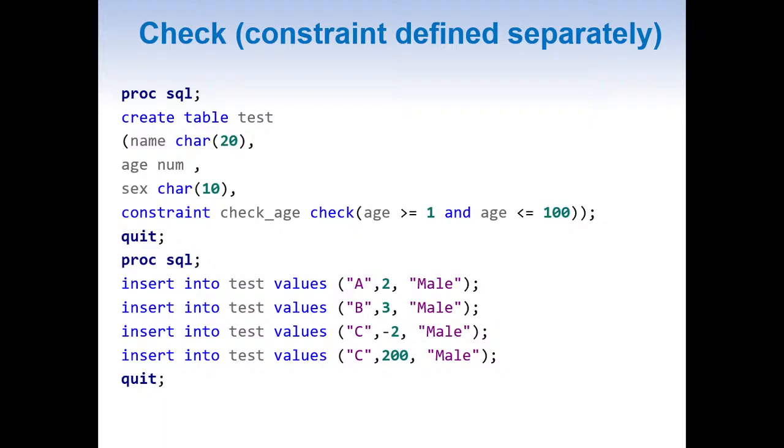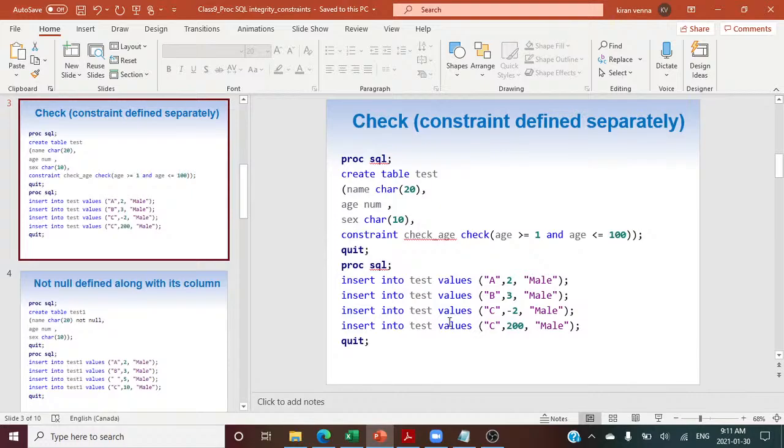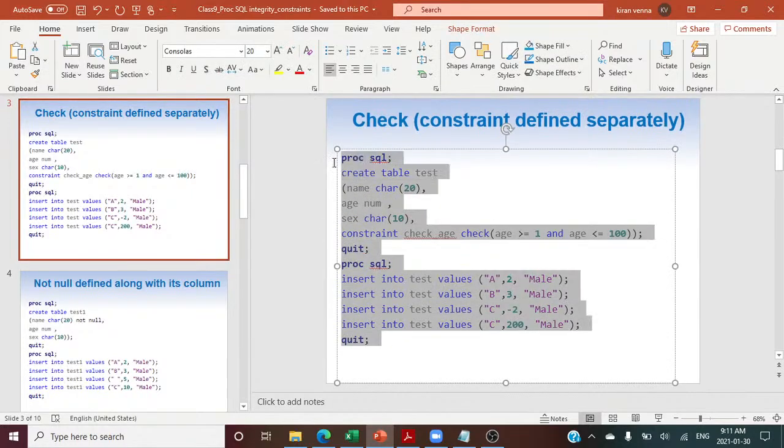Generally, age less than 1 does not make any sense, or negative age does not make any sense. By setting up this constraint, we are telling the table, please do not accept any values which are not in this range. We can make this check constraint as robust as possible. And now let us quickly run this code in SAS Studio.